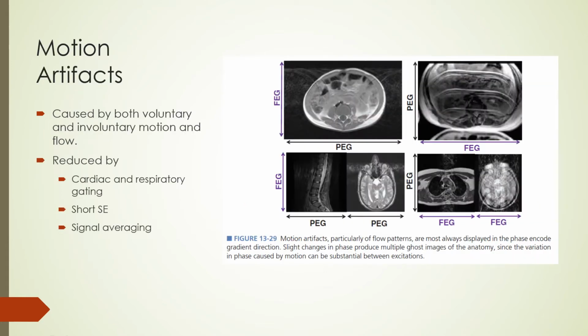Motion artifacts are the most common artifacts and are caused by both voluntary and involuntary motion and flow from blood and CSF. Most motion artifacts occur along the phase encode direction, as is shown on most of the images on this slide. One way to reduce motion artifacts is by swapping the frequency encode gradient and the phase encode gradient directions, but this is not ideal because it leads to increased acquisition times. Other methods of reducing motion artifacts are cardiac and respiratory gating, signal averaging, and using short spin echo pulse sequences, among others.